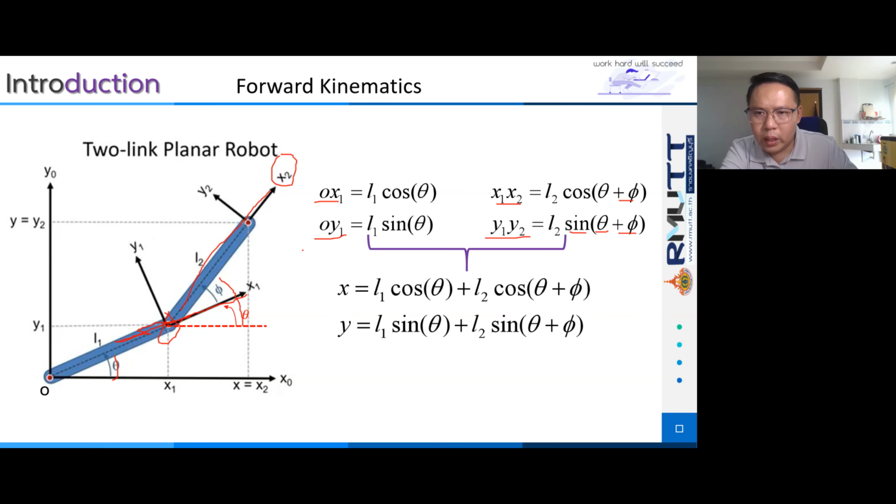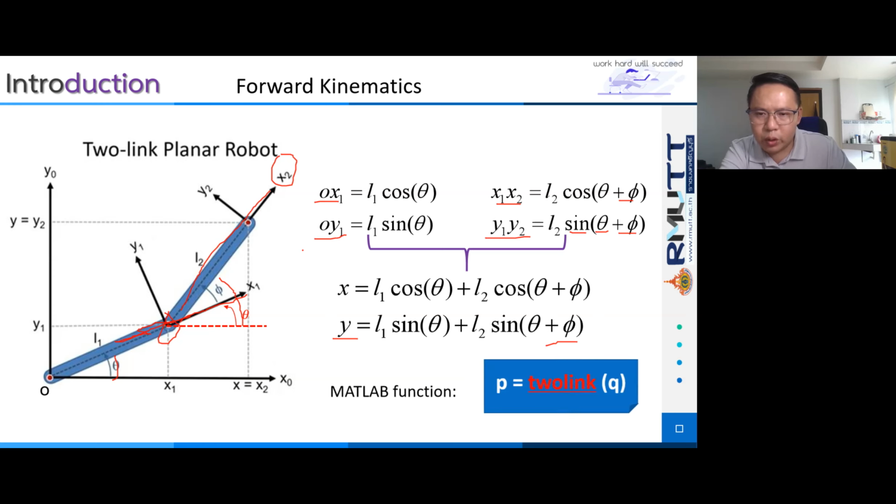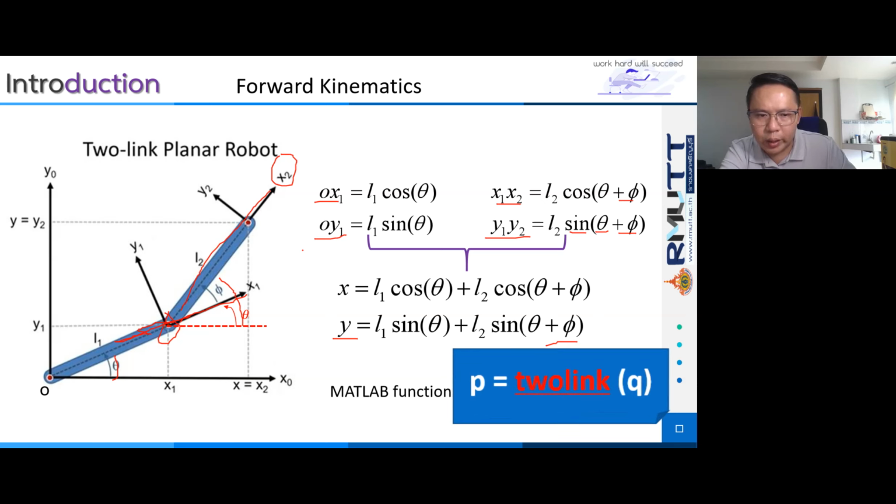So we can get x equals L1 times cosine theta plus L2 times cosine of theta plus phi. The y equals L1 times sin theta plus L2 times sin of theta plus phi. In MATLAB, we can define P equals twolink Q. The twolink function is defined by me.